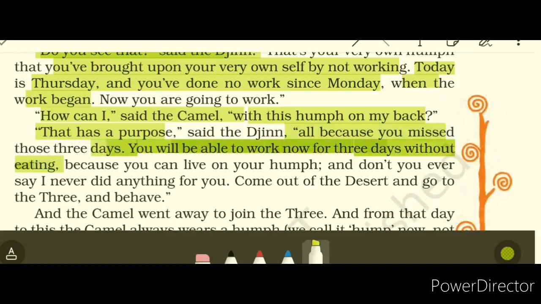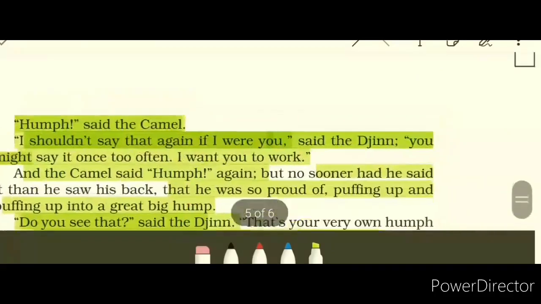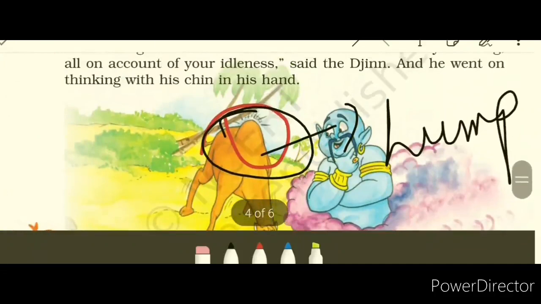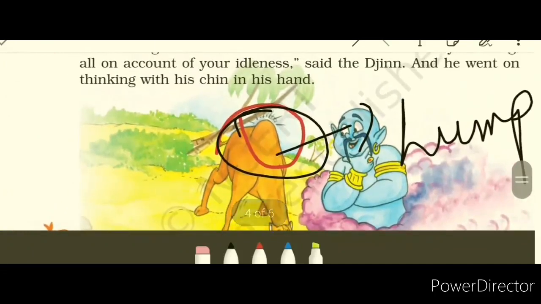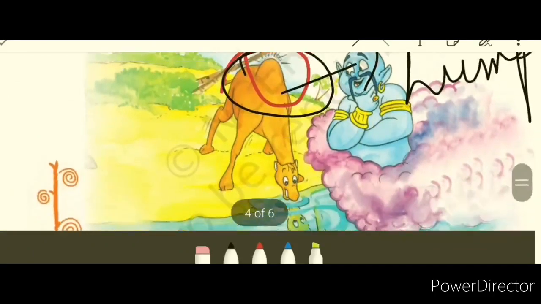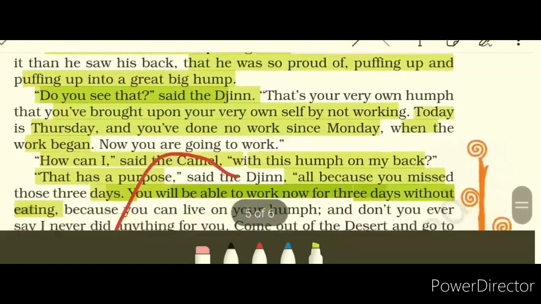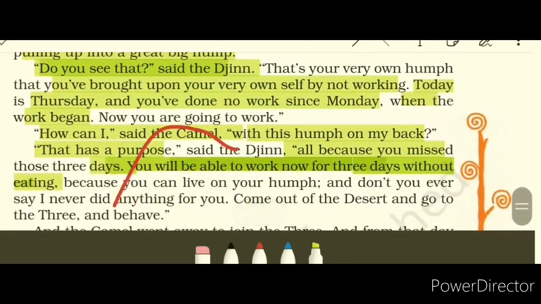The hump on the back of the camel, especially this part, actually, I'll just elaborate in the picture. This hump basically stores fat in the body of the camel, and that is why it's able to walk through the desert for days without actually eating anything. So this is some kind of a gift, you can see. The jinn was trying to explain, because you have been missing work for 3 days, now this hump will enable you to walk for 3 days without ever craving for any kind of food. You'll be able to go on and on.